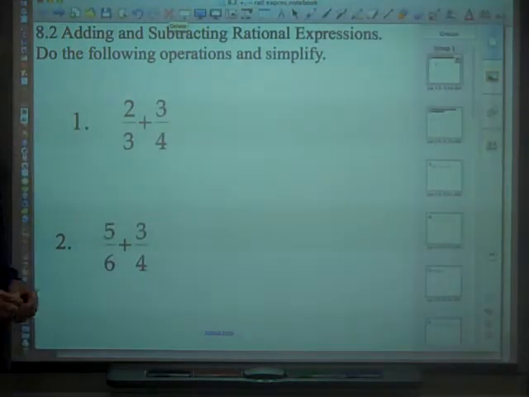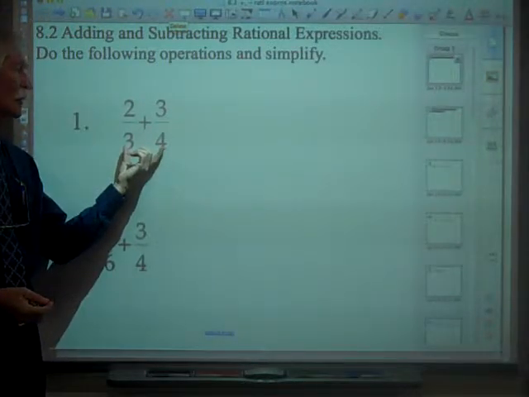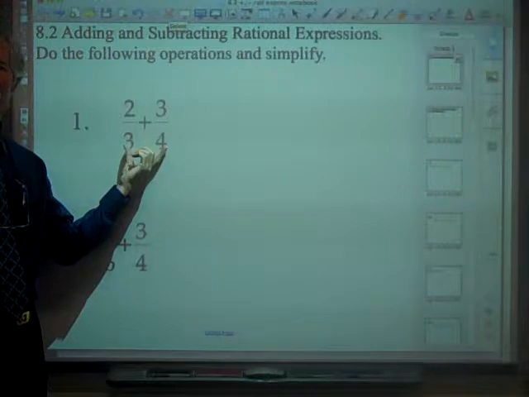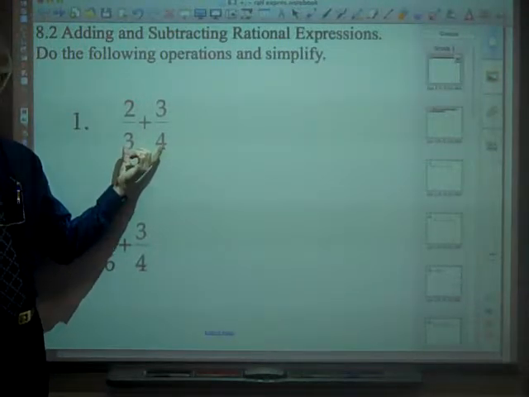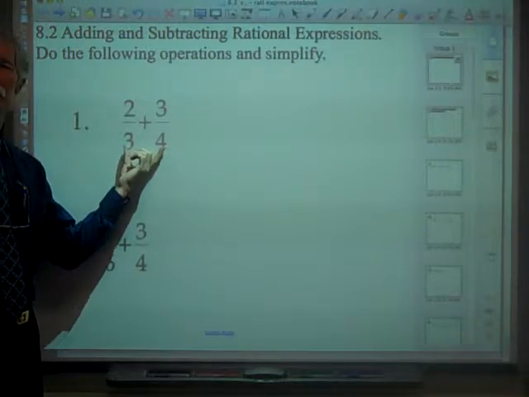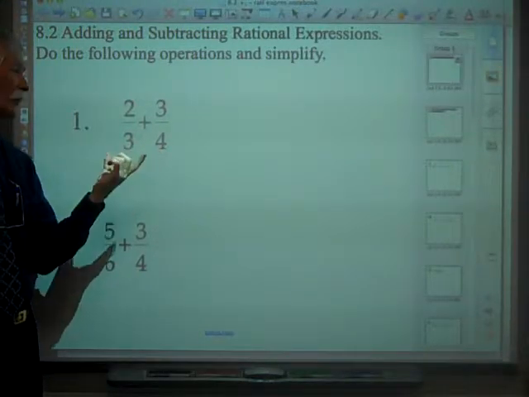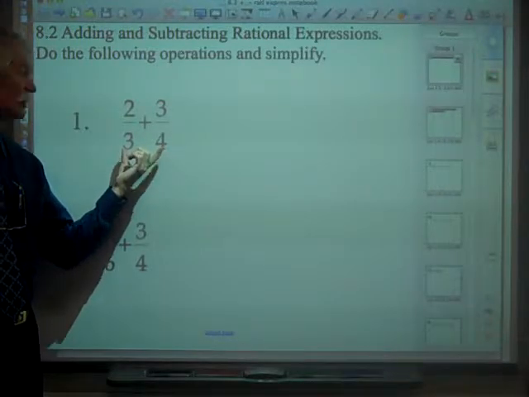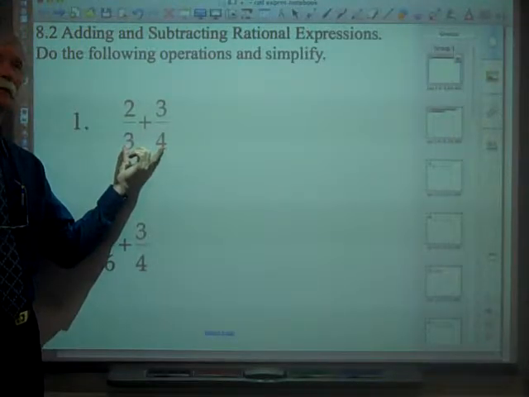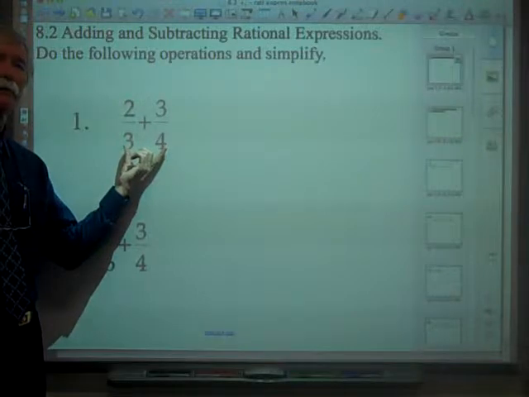How do you decide on a common denominator? Just multiply both the denominators together is the easiest. You can multiply the two denominators together, or you can use the smallest common multiple. What's the smallest number that both of those can divide into? 12. Can they both divide into 12? Yeah.